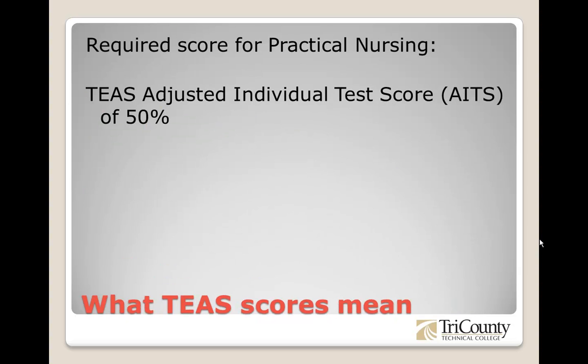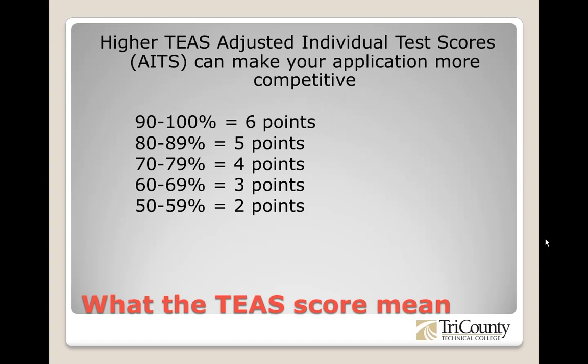In order to be eligible to submit your clinical entry application form, you must earn a minimum TEAS adjusted individual score, or AITS, of 50%. Again, you will have 2 chances to take the test and meet those requirements. The system will select your best attempt as your final score.